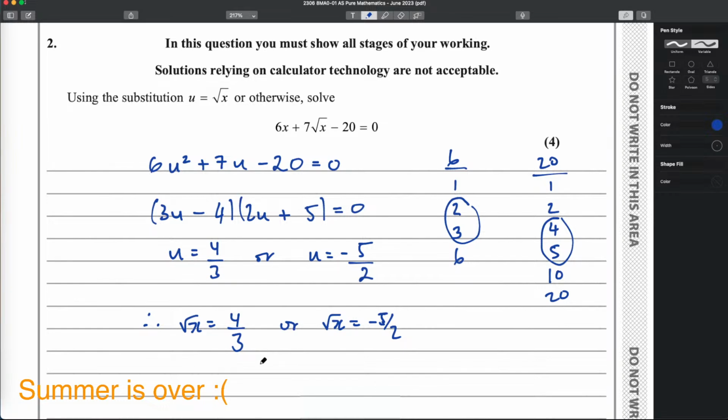Well, the thing is, this is an AS level pure mathematics paper, so we're not going to be talking about complex numbers here, right?